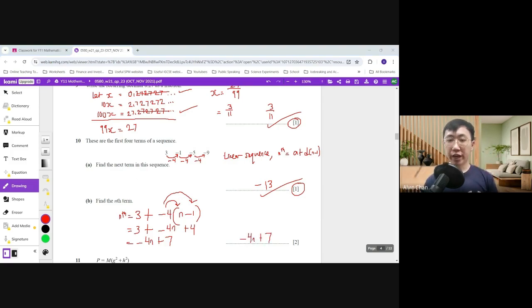You substitute n is 1, n is 2, n is 3. So I'm going to substitute 1: -4 plus 7, 3, correct. I'm going to substitute 2: -4 times 2, -8 plus 7, -1, correct. If I put 3, then you get -12 plus 7, it's -5. So the formula works for 3 times. I'm pretty happy it's correct.